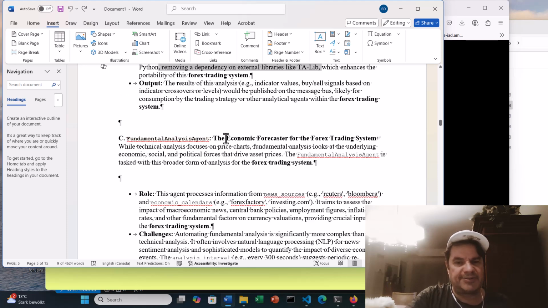So we have a fundamental analysis agent, which economic forecasters have said is what we're using here. So we're using economic, social, and political forces that drive the price.